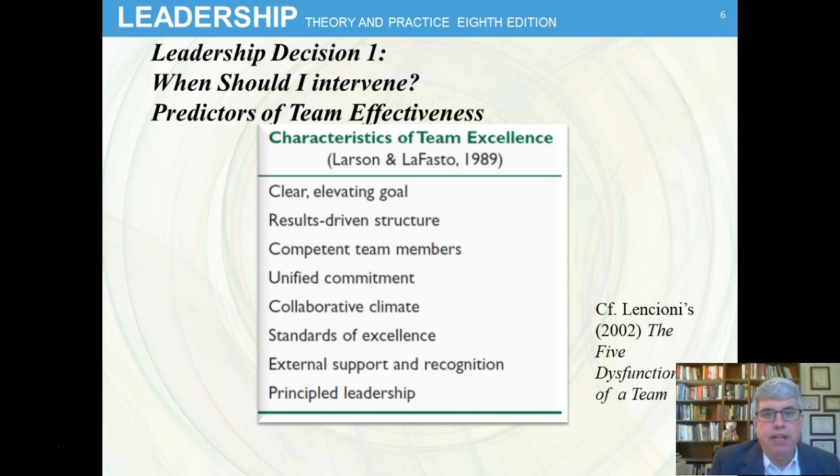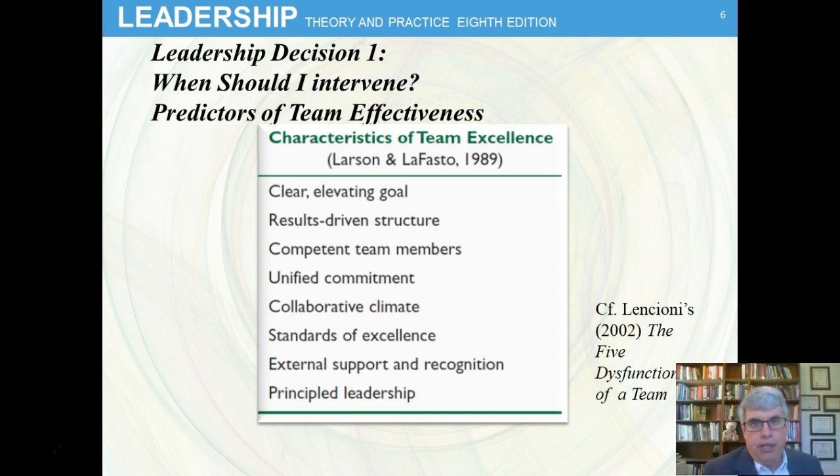And then we can narrow this down and look at some of the specific decisions that are involved in this cycle. So the first leadership decision that needs to be made: when should I intervene? That's the question. Now, "I" could mean the formal leader, or if it's distributed leadership, any team member, or if the team is structured in such a way that the non-leaders can also provide leadership. The question is, when should I intervene?